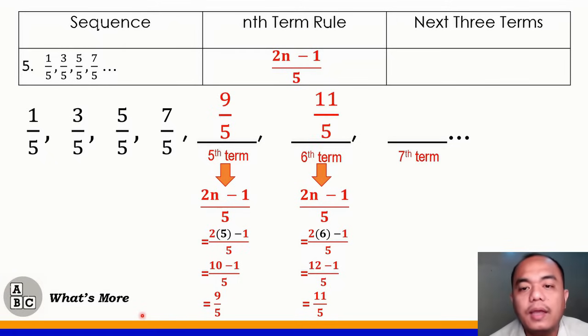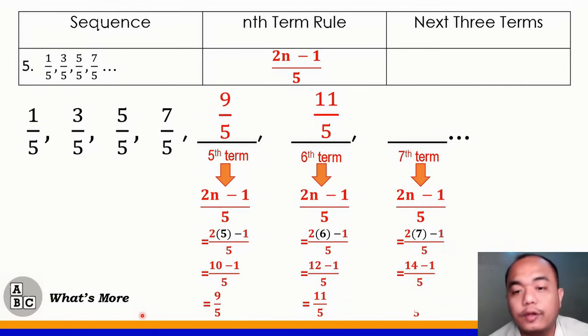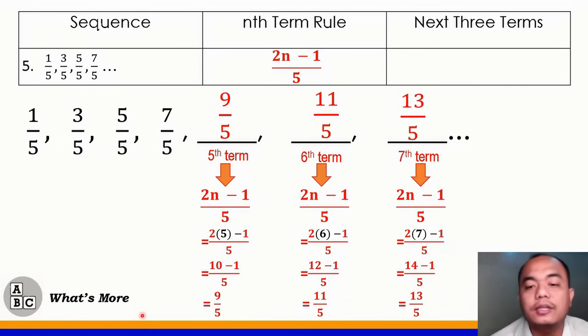And then we have the seventh term. The seventh term here is 2n minus 1 over 5. And then we replace n by 7. So 2 times 7 equals 14, minus 1, and 13 over 5 is our seventh term. So again, our next 3 terms here are 9 over 5, 11 over 5, and 13 over 5.